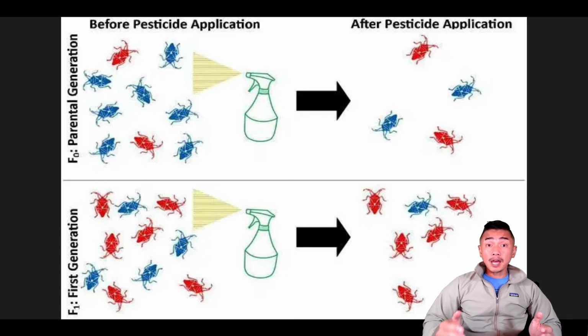The same thing can happen on farms when farmers use pesticides. The insects that are more resistant to the pesticides are going to be the ones that survive and reproduce differentially than the insects that cannot.